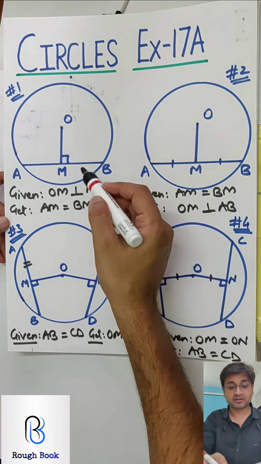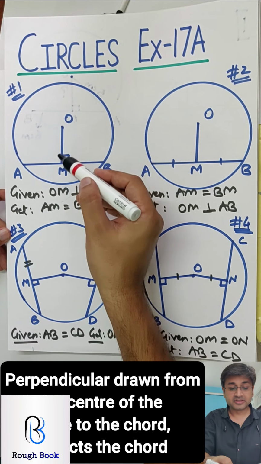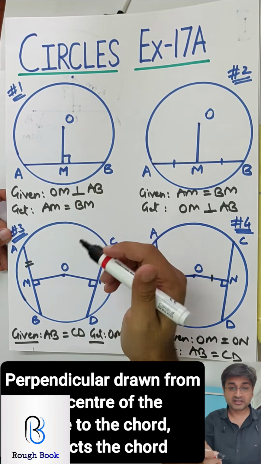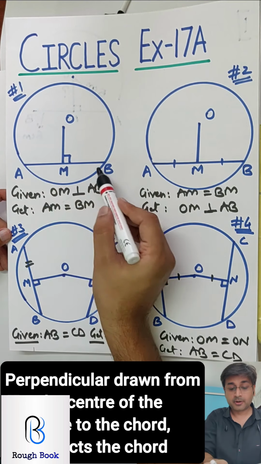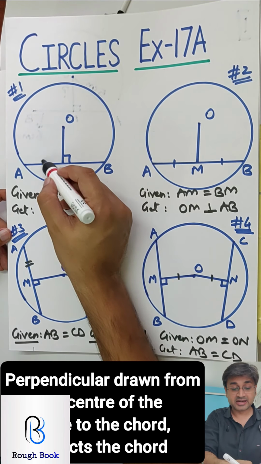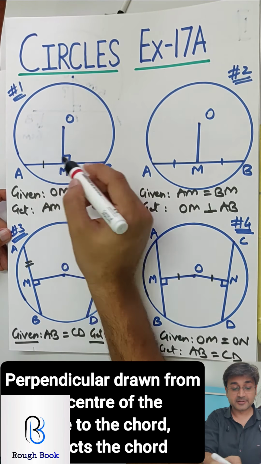So the first property: perpendicular drawn from the center of the circle to the chord bisects the chord. Please write it down. What does it mean? It means that when you draw a perpendicular, that is OM perpendicular to AB is given to you, you can say that AM is equal to BM. That means it bisects. So the moment you see a perpendicular to the chord, you can say that both parts are equal straight away.